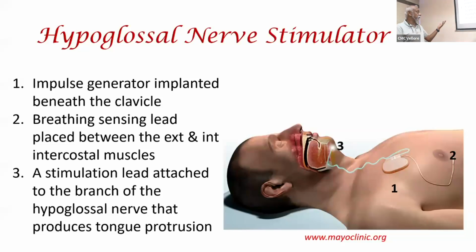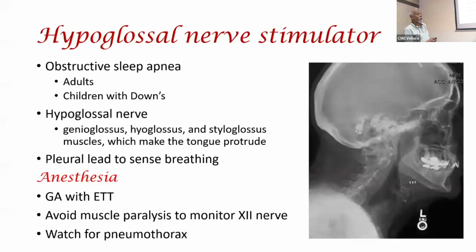pharynx. So this is used for obstructive sleep apnea, obviously in adults, but a lot of patients with Down syndrome, children with Down's, they're using more and more of this because they get obstructed. The hypoglossal nerve supplies all these muscles, and the pleural lead is sensing the breathing.